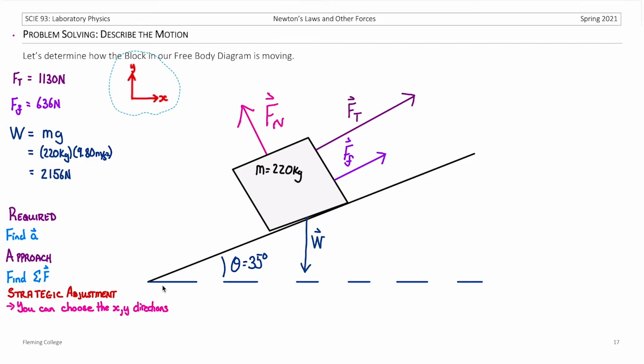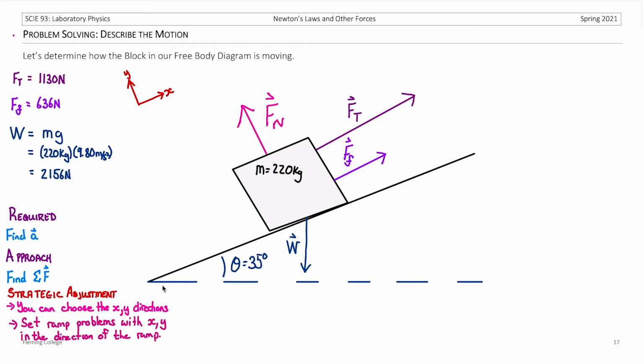So if we take our coordinates and decide to turn them so that they're in the same direction as our ramp, then now force normal is entirely in the Y direction, force tension is entirely in the X direction, force friction is entirely in the X direction, and the force weight is the only one we need to decompose. So because you can choose the direction of X and Y, set ramp problems with X and Y in the direction of the ramp. When you do this, it means we have to do a little bit of thinking of how we break down our weight vector.